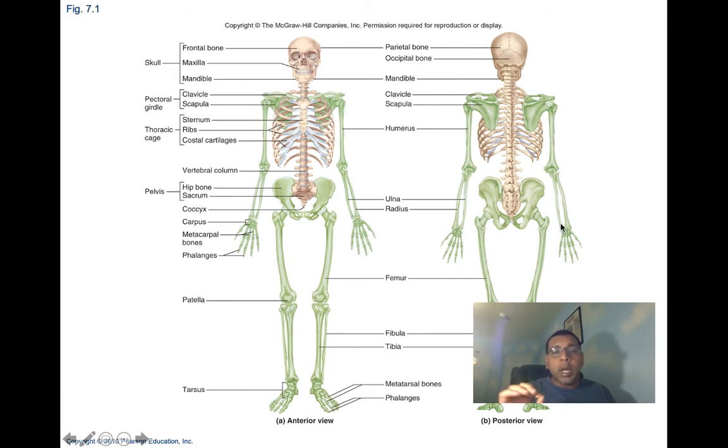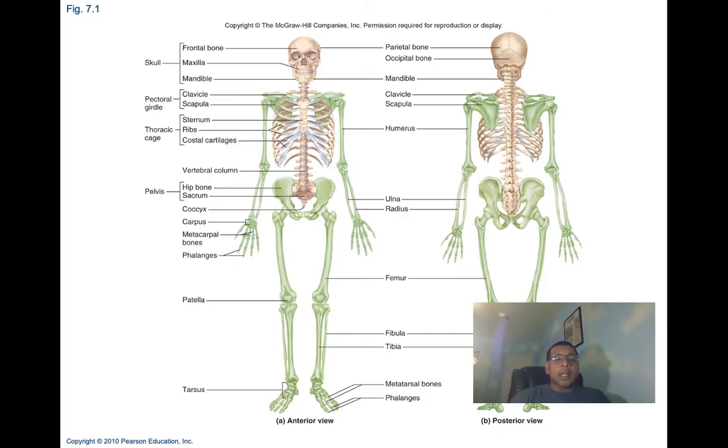Now, when we talk about the axial skeleton, it is going to consist of about 80 bones, and these 80 bones have been divided into the bones of the skull that we have mentioned, the bones of the vertebral column, and the bones of the thoracic cage. The axial skeleton forms the longitudinal axis of the body.